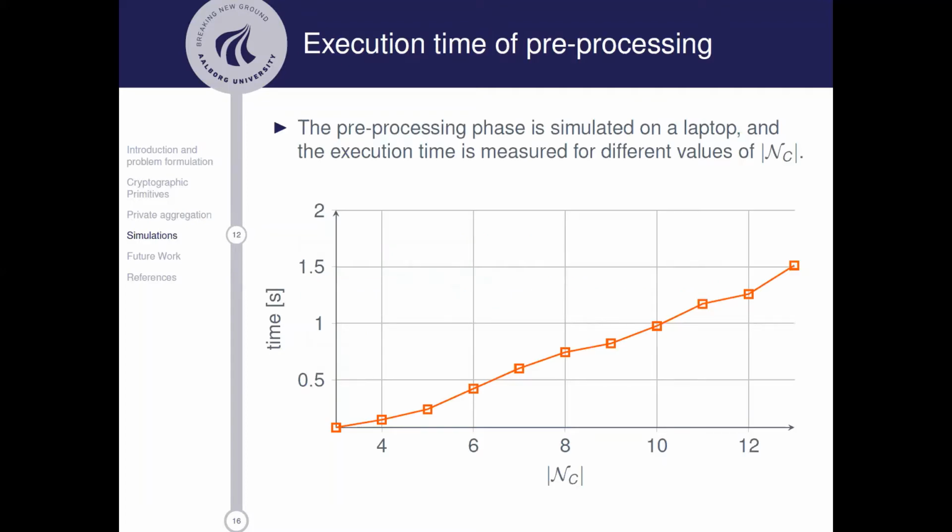Here in the end, I would like to illustrate the efficiency of the preprocessing phase. For this, we have done some simulations of the preprocessing phase just on a laptop. And here we have measured the execution time as a function of the number of neighbors to each node in the network. So as seen, when there are only few neighbors, the preprocessing phase is really fast. And as we increase the neighborhoods, we also have an increase in the execution time.